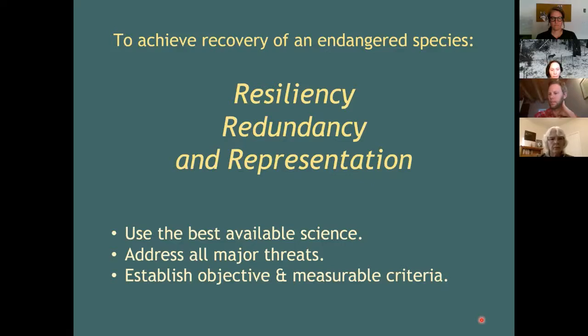And the US Fish and Wildlife Service also needs to use the best available science when they're defining the criteria for recovery of an endangered species. They need to address all major threats to their long-term persistence and viable populations, and then establish objective and measurable criteria. So this 10J management rule that we're talking about right now is basically the on-the-ground management rule for how to best implement the recovery of Mexican wolves.